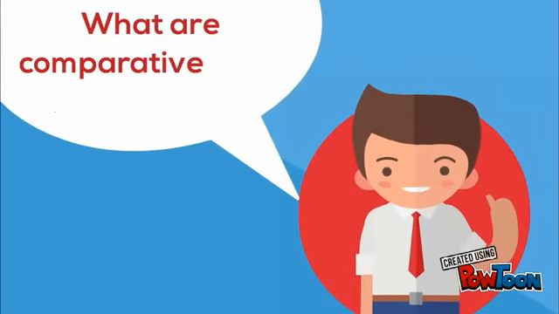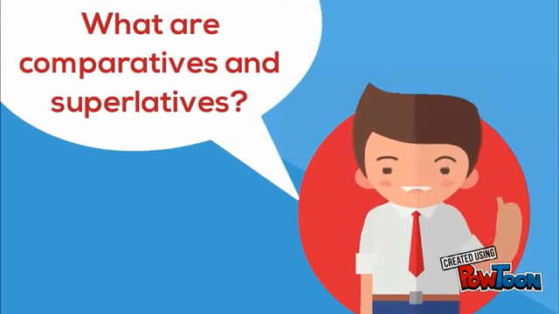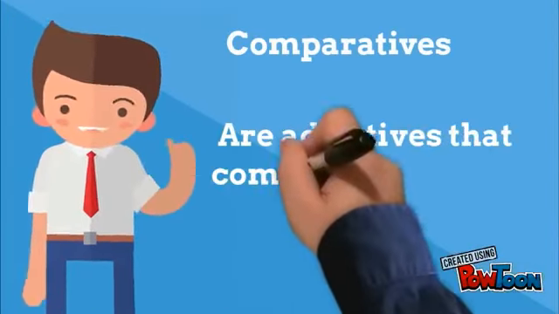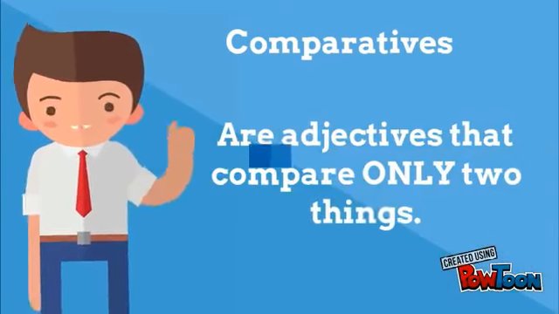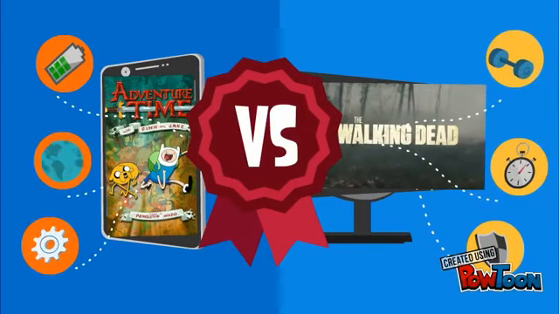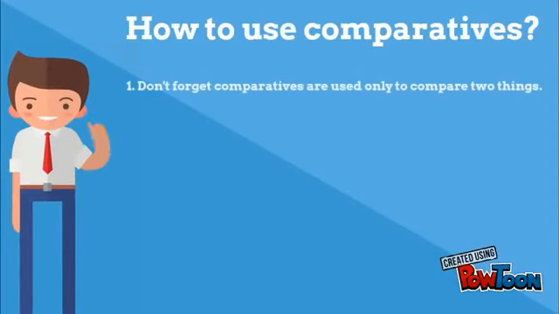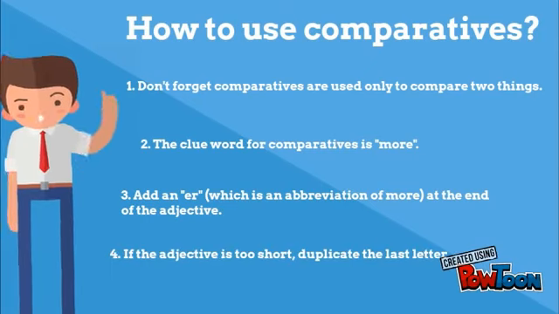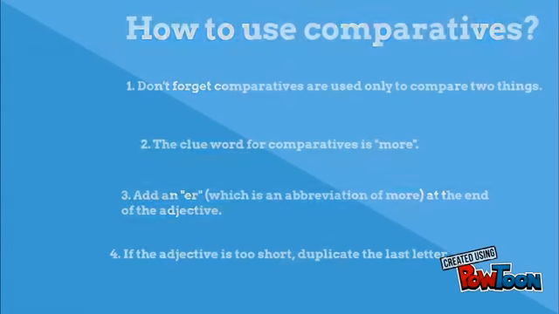What are comparatives and superlatives? Well, comparatives are adjectives that compare only two things. It's like comparing cartoons and TV series. How to use comparatives? First, don't forget comparatives are used only to compare two things. The clue word for comparatives is more. Add an ER, which is an abbreviation of more, at the end of the adjective. And if the adjective is too short, just duplicate the last letter.